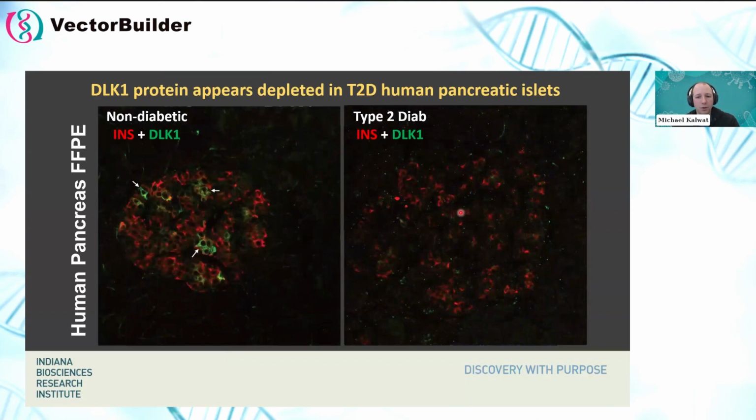And so right now we're working on what's distinct about these DLK1 positive cells. If these cells are resistant to stress, why are they? Are they gone? Them being gone in type 2 diabetes, is that a response to the disease, or is that something else? But we don't actually know all that much just yet about this.